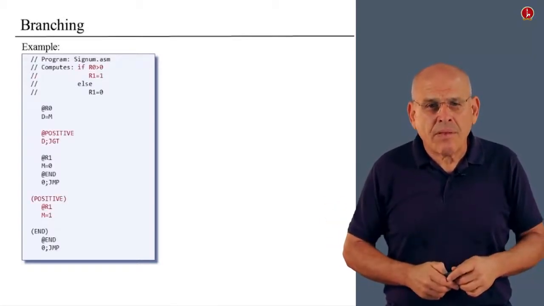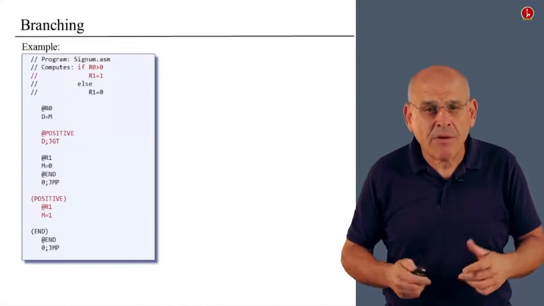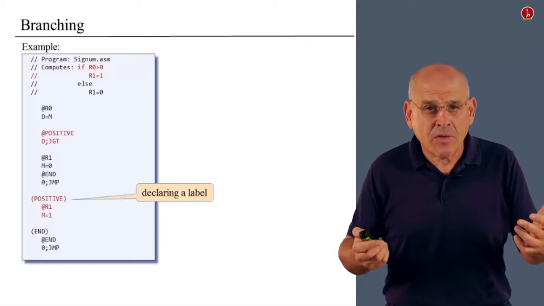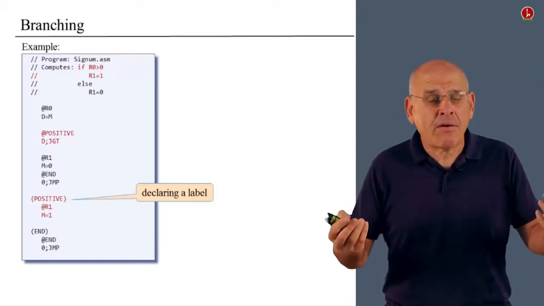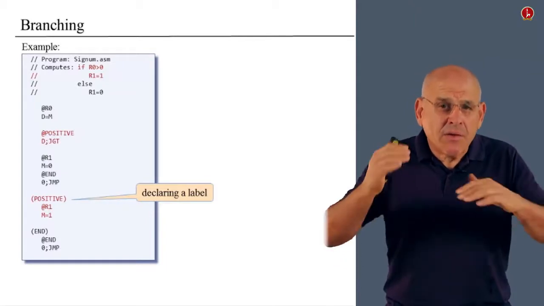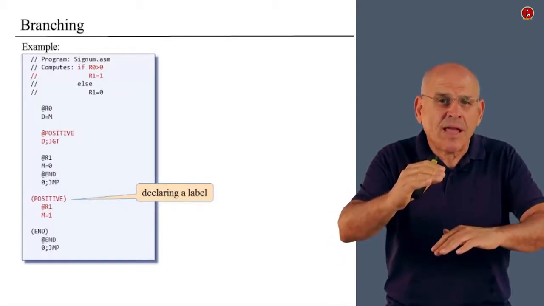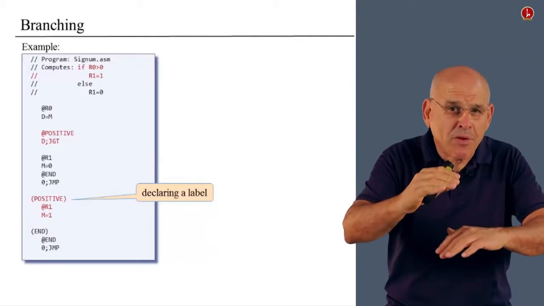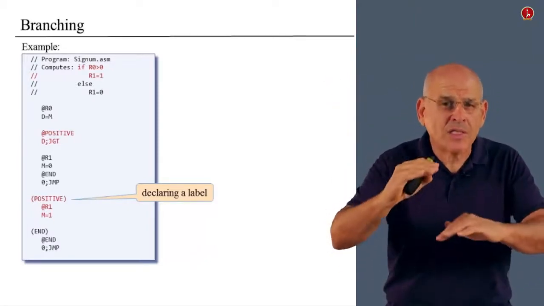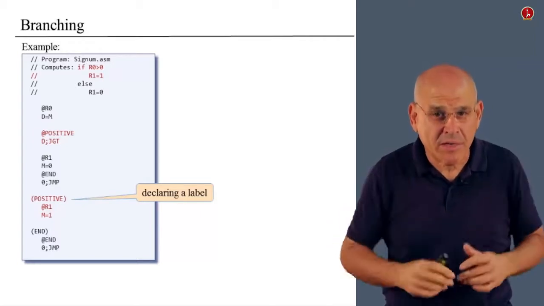And this positive label appears twice in the code. In the first place that I want you to look at, I declare this label. Basically what I'm saying here is a piece of code that I want to jump to from some other place in the program. And I'm going to call this location in the code positive.